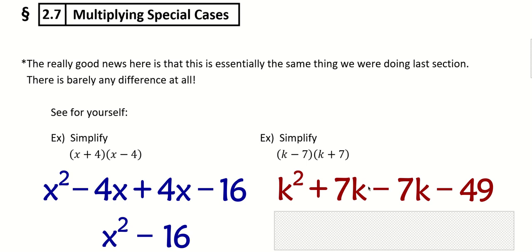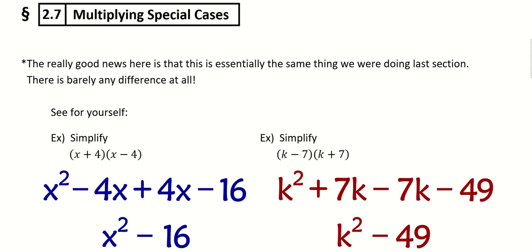looks like we have a couple of terms that cancel out again. Plus 7k minus 7k. That's gone. That's 0k. And so the final answer is k squared minus 49. You're starting to see a pattern here. Maybe why this section is called special cases. Why is this happening?